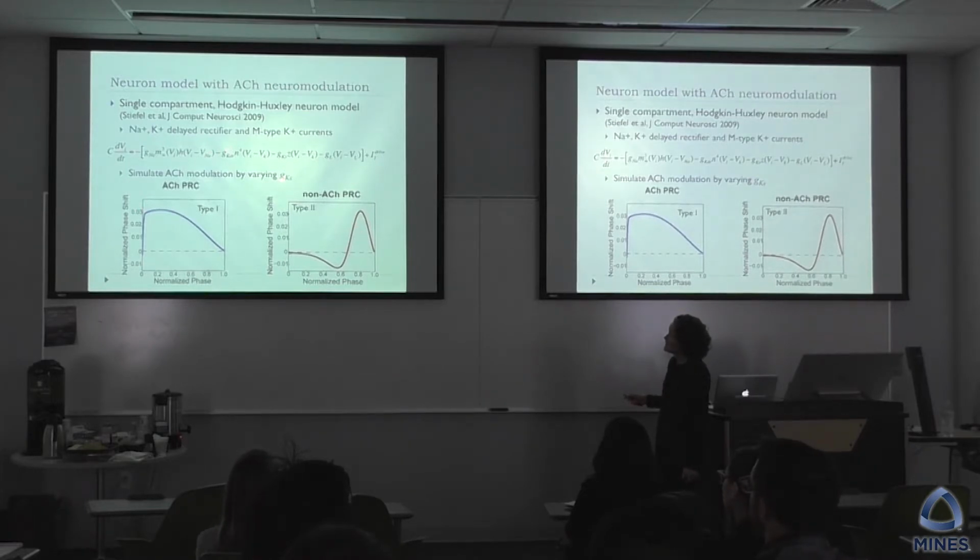So in this model, when we change this parameter GKS, we can switch it from a type 2 PRC when GKS is high to a type 1 PRC when the GKS is low to simulate the effects of acetylcholine.